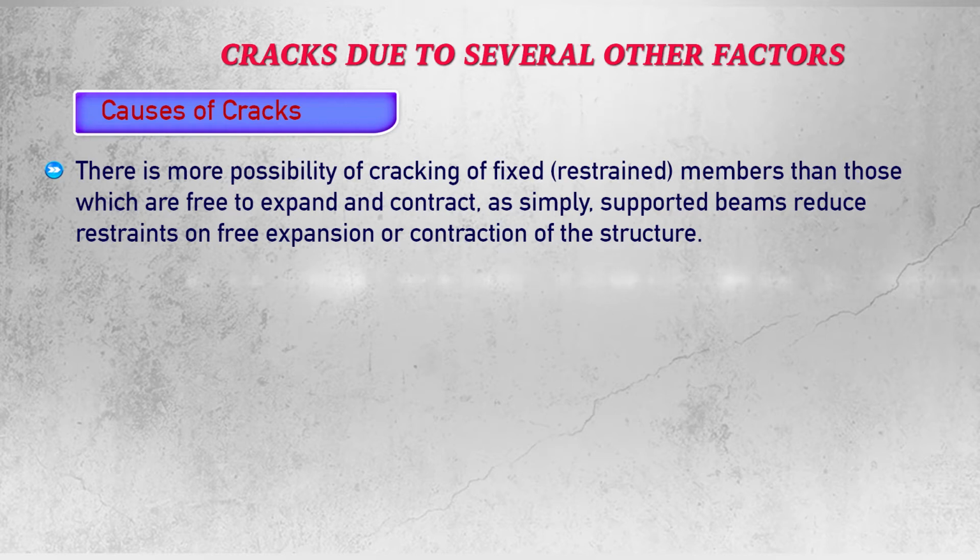There is more possibility of cracking of fixed members, which are restrained, than those which are free to expand and contract. As simply supported beams reduce restraints on free expansion or contraction of the structure, so here the simply supported beam is free to move in comparison to the fixed beam.